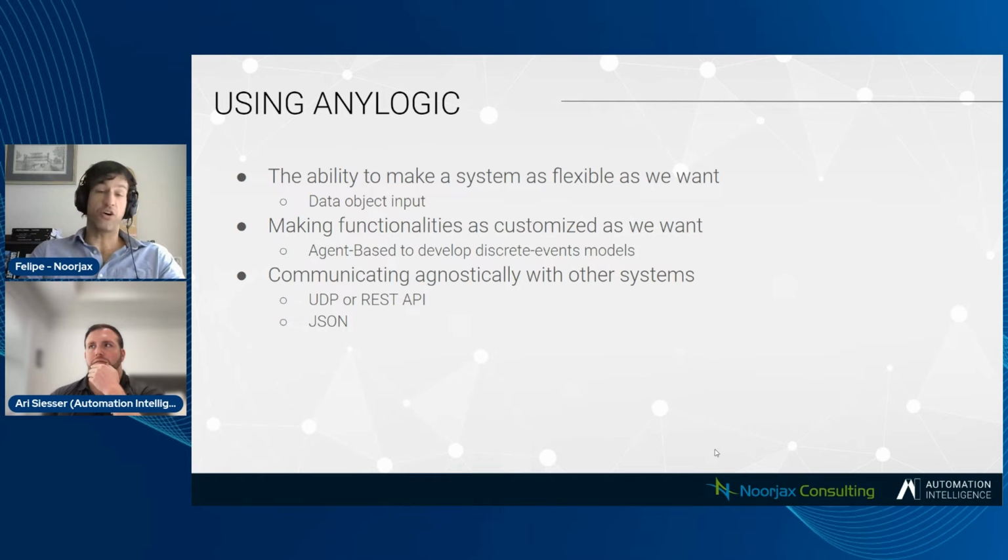And also the third point is to communicate agnostically with other systems. This is something that comes up on Stack Overflow pretty often: how do I communicate AnyLogic with something else? We investigated UDP, which is the datagram protocol for communication, and REST API that uses TCP/IP. And for the communication language, JSON is the perfect way to do this, because the server or the receiver doesn't care if it's AnyLogic sending or something else. And in the same way, AnyLogic doesn't care who is receiving it. So we're pretty agnostic in that sense.